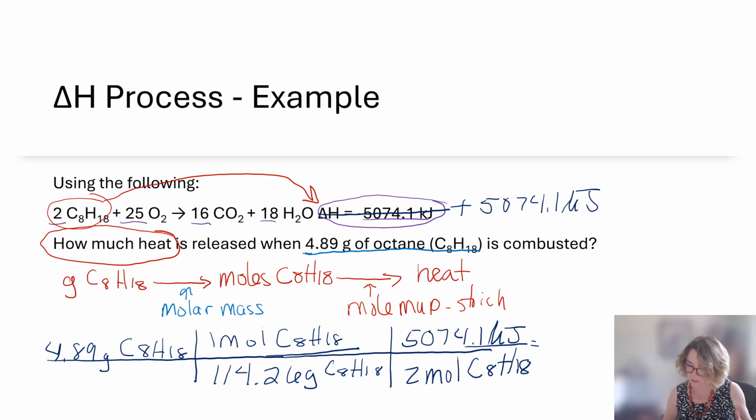But from here, I can just go ahead and plug all my numbers in and get my answer. Keeping in mind my significant figures, 4.89 only has 3 significant figures, and so therefore that's going to limit my final answer to 3 significant figures. So 109 kilojoules of energy is released every time I burn 4.89 grams of octane.